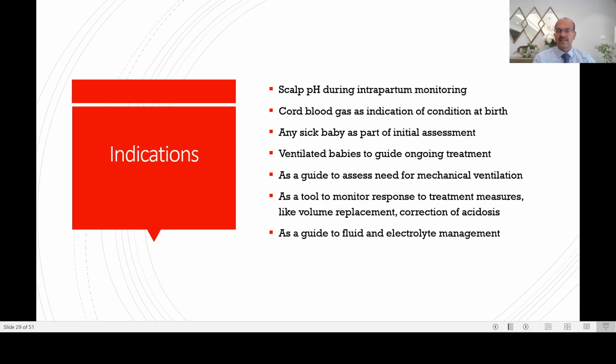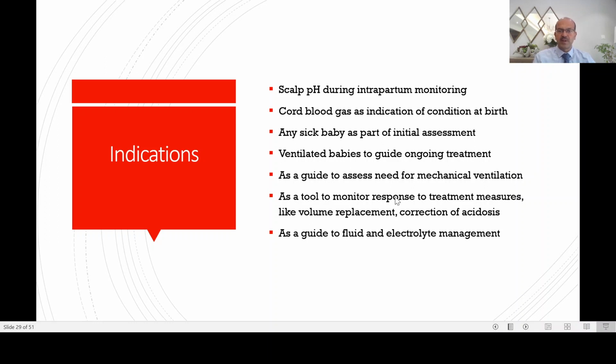The cord blood gas is done as an indication of the condition at birth. And in any sick baby, we do the blood gas as part of the initial assessment. In ventilated babies, we use the blood gas analysis to guide ongoing treatment changes in the ventilation. And we also use the gas as a tool to assess the need for mechanical ventilation.